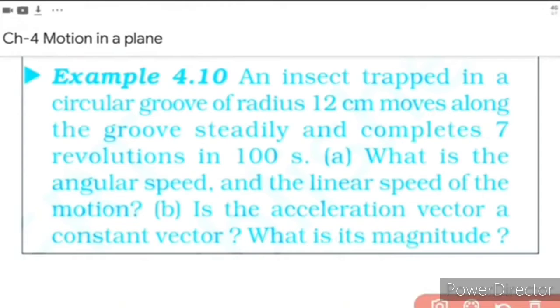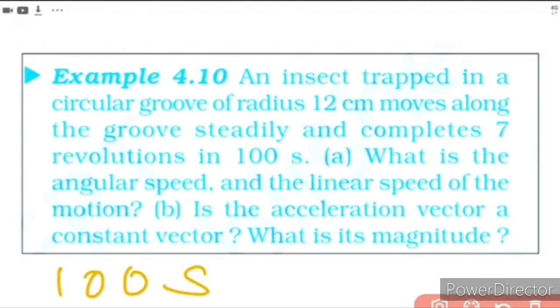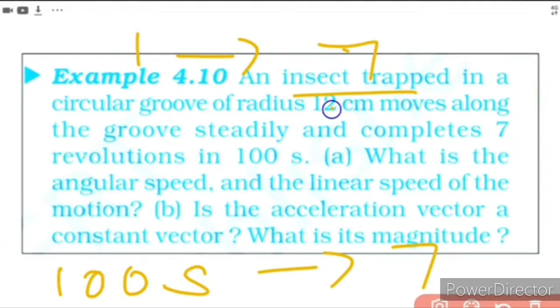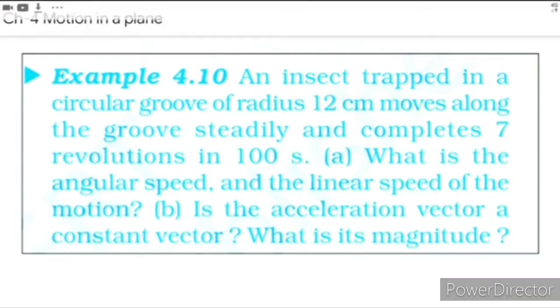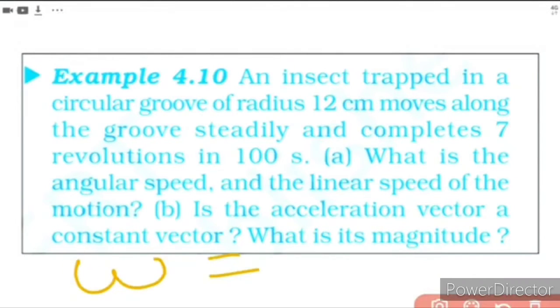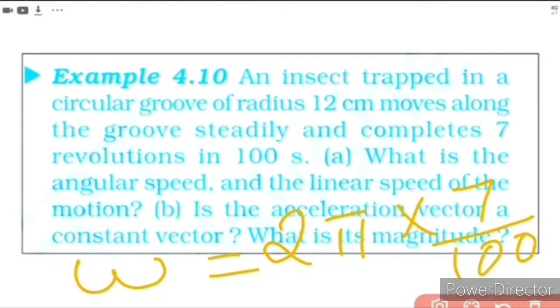So it is already given that in 100 seconds it completes 7 revolutions. So in 1 second, how many revolutions will it be completing? In 1 second, it will be completing 7 by 100 revolution. That means the frequency is 7 by 100 hertz. So this is the frequency of the object in circular motion. So what we got is nu, the frequency, from which we can easily find omega. So what will be omega? Omega will be 2 pi nu, that is 2 pi into 7 by 100.